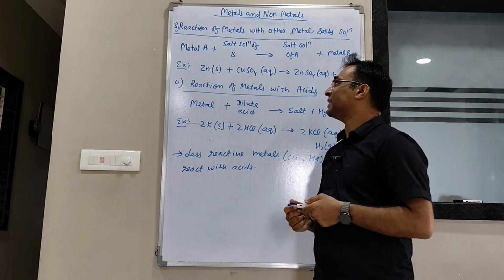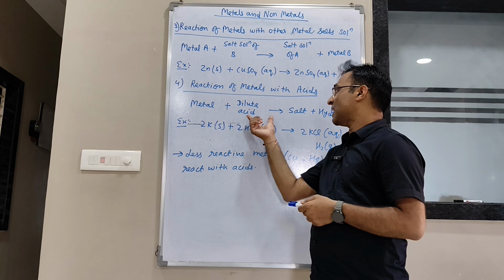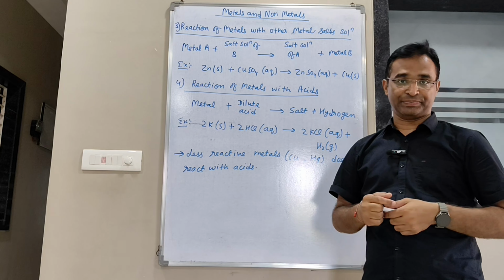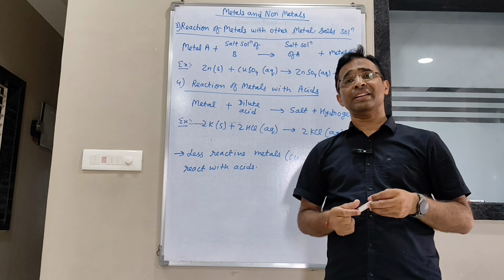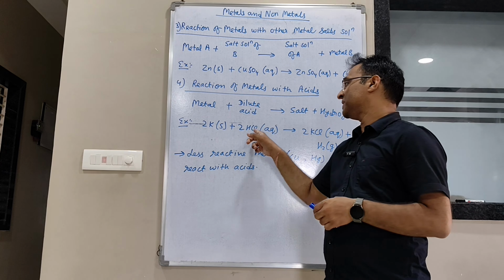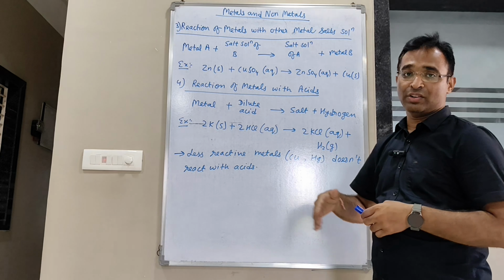Last property of metals, reaction of metals with acids. Metals react with dilute acid to form salt and hydrogen gas is liberated. Now here is an example we can take to understand. Potassium is treated with hydrochloric acid to form potassium chloride and hydrogen gas.